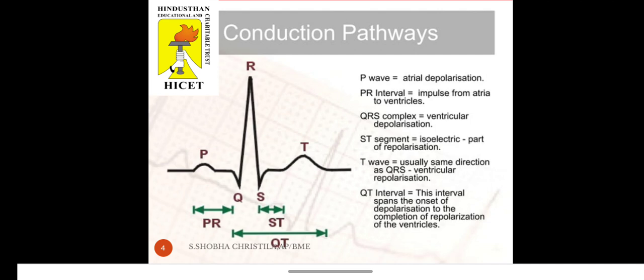Then you have the ST segment, which is an isoelectric point. It is a part of repolarization. Then you have a T wave, which is usually in the same direction as QRS. So it is ventricular repolarization. Then you have an interval called the QT interval. This interval spans the onset of depolarization to the completion of repolarization of the ventricles. So we have depolarization and repolarization happening in the conduction pathway of the heart.